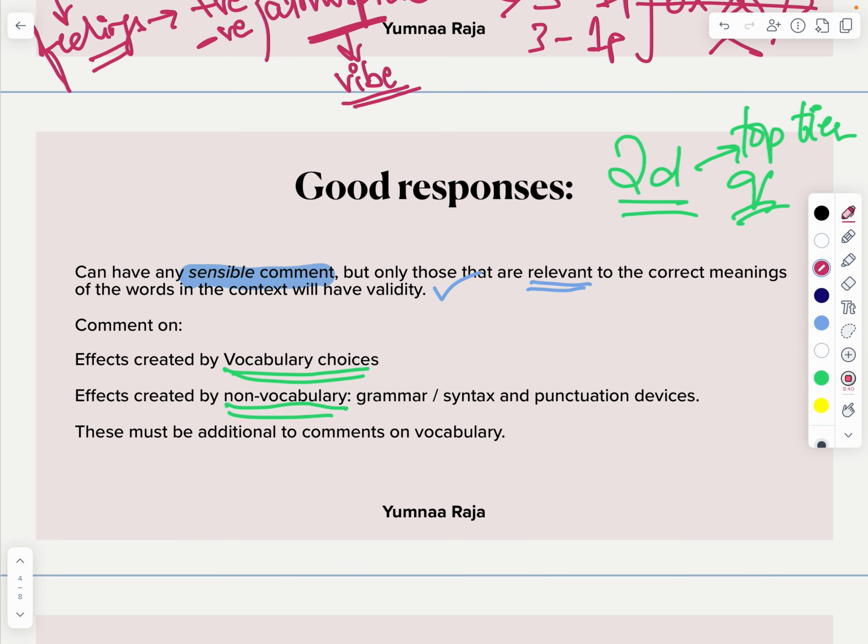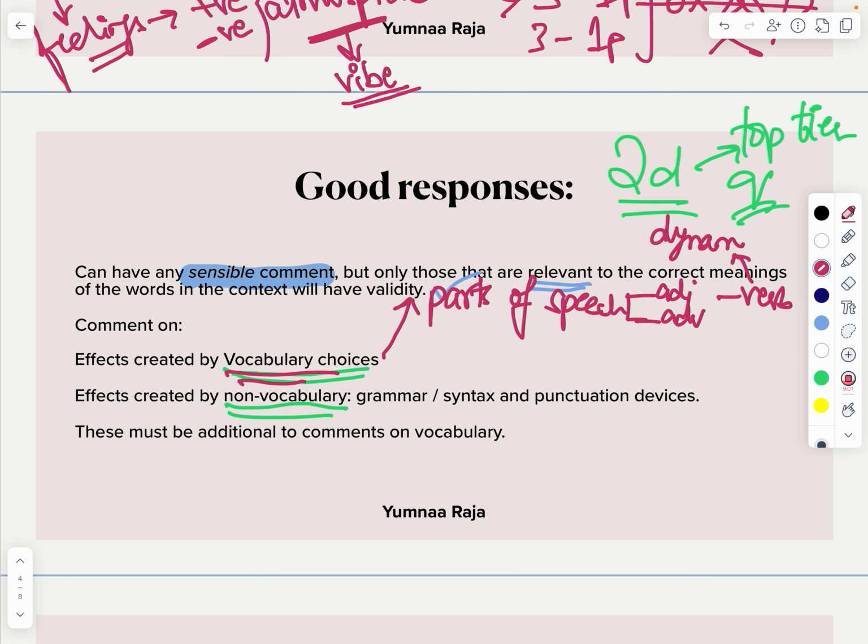So what do we mean by vocabulary choices? Vocabulary choices are multiple things. Vocabulary choices could be parts of speech. For example, in the example that you may choose, it could be an adjective, it could be an adverb, it could be a verb, in which case it could be a dynamic verb or a static verb. It could be a noun, and you may comment on that, or it could be a literary device, and I hope you know what literary devices are. Literary devices could be like similes and metaphors and all of those things.